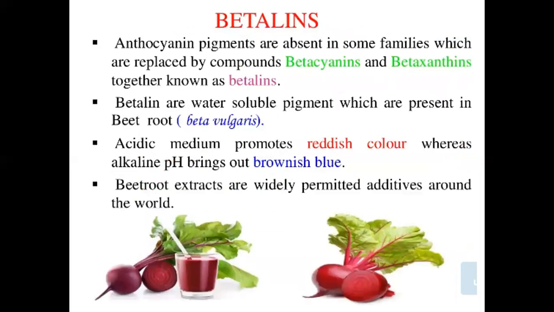Next one is betalain. Sometimes anthocyanin is replaced by betacyanin and betaxanthin, which are commonly known as betalain. Betalains are water soluble again, and are present mainly in beetroot. When you add acid to it, it increases the red color, and in alkaline pH, it brings out brownish blue shades. They are also permitted additives. So betalain is present in beetroots.